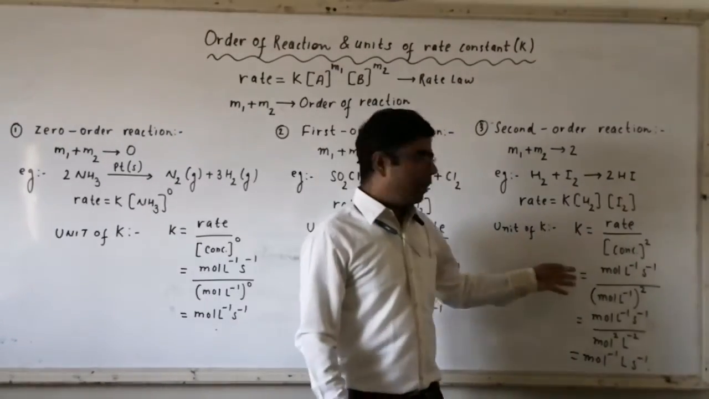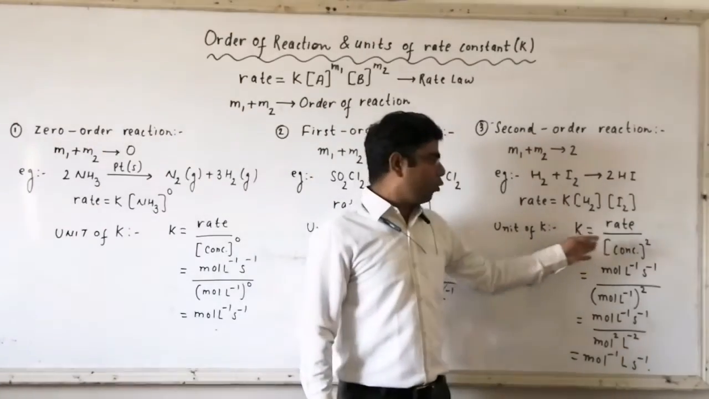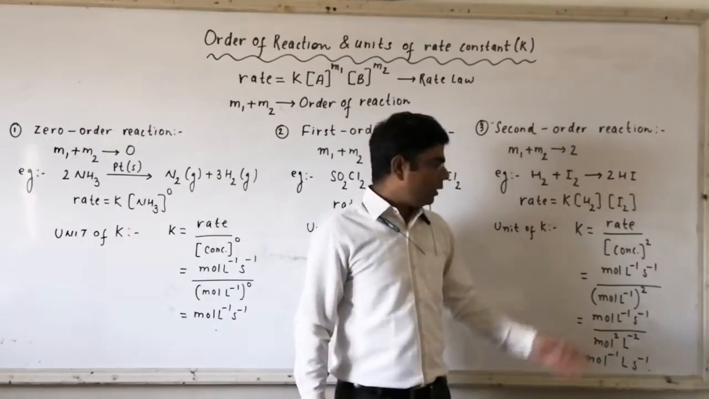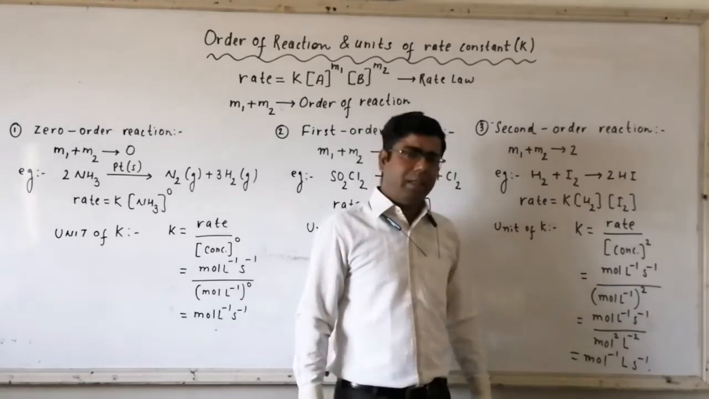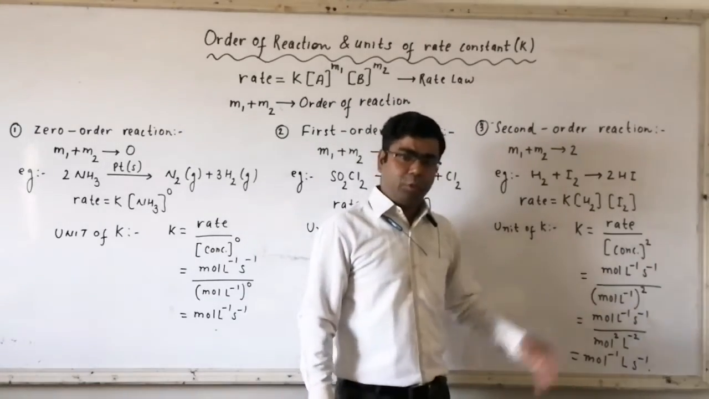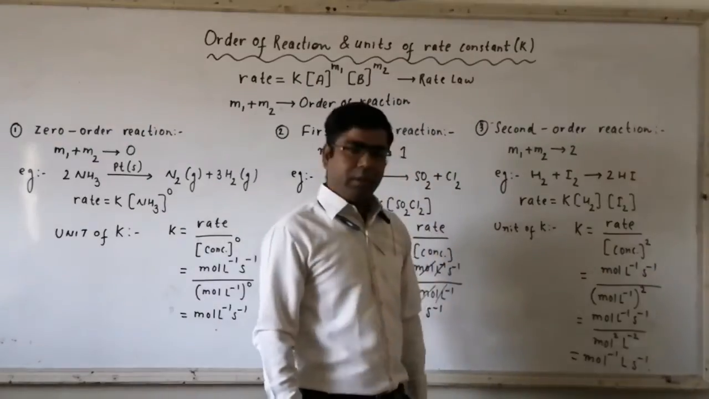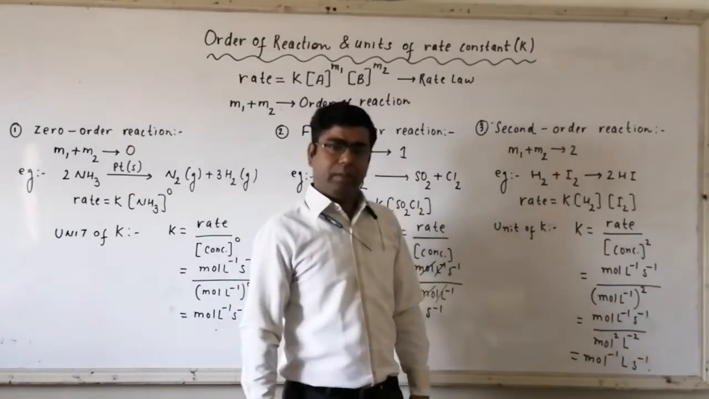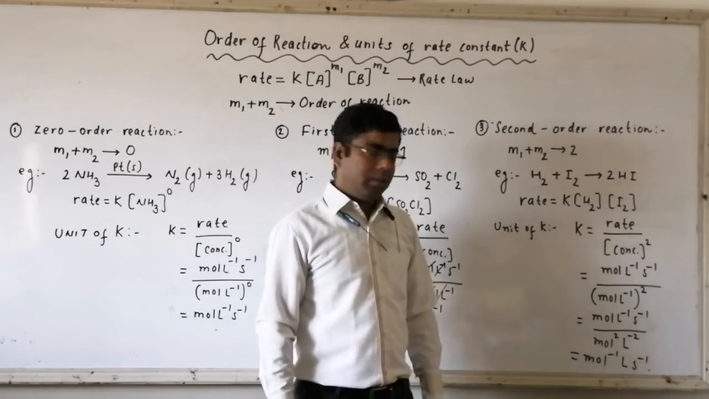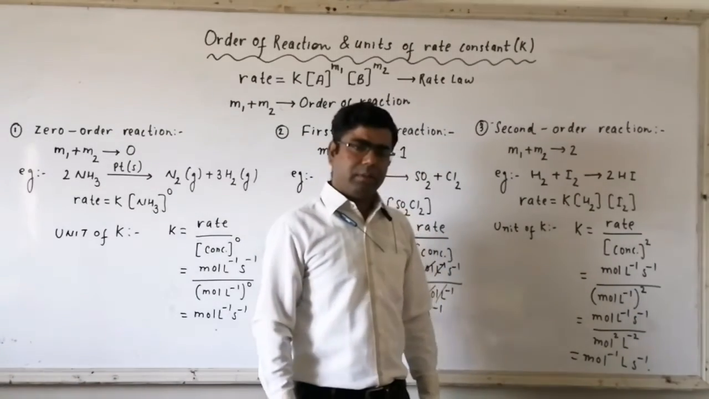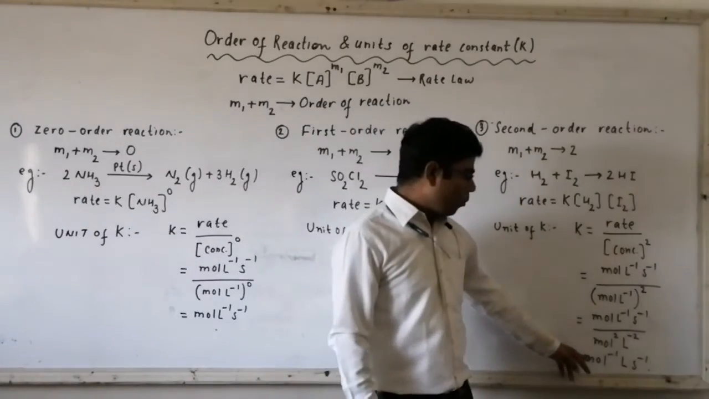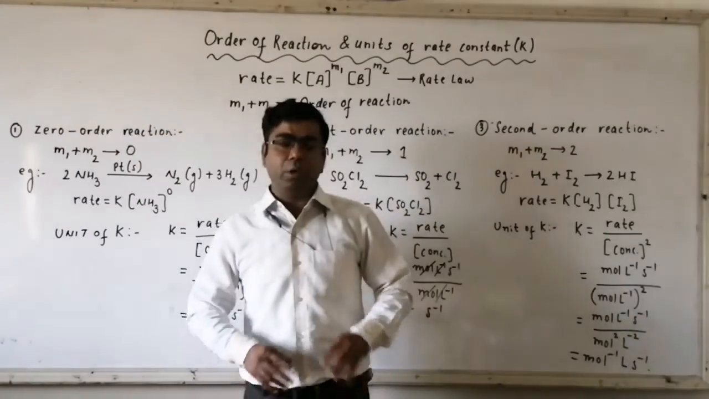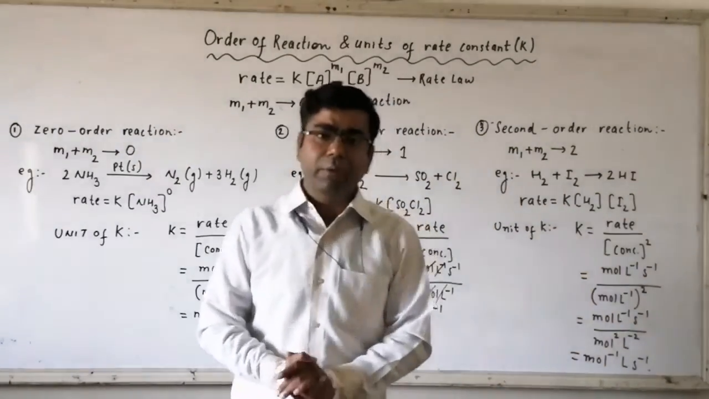Now comes the unit of K. K is equal to rate divided by concentration to the power 2. Rate is mole per liter per second, concentration is mole per liter to the power 2. Open the bracket, you will get mole square per liter square. Cancel out the common terms, you will get mole inverse liter per second as the unit of K for second order reaction.